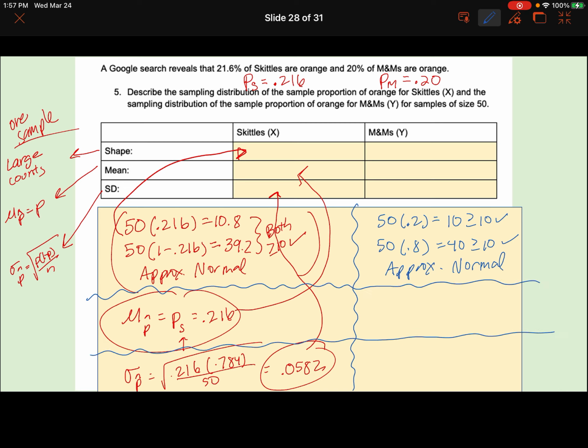For our mean, it's going to be equal to our population mean, which is 0.2. And then for our standard deviation, I'm going to do 0.2 times 0.8 for my numerator, divided by 50, all under a square root, which gives me 0.0565.